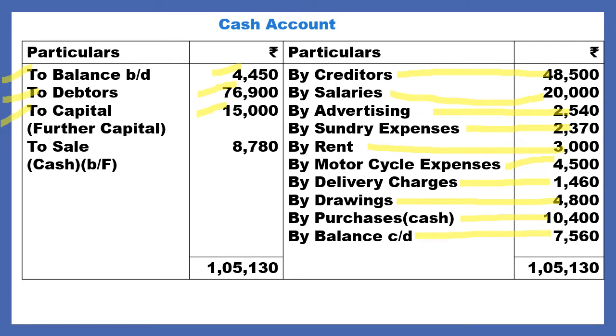Now opening balance is given, closing balance is given, cash purchases is given. That means the balancing figure will be cash sales. Okay, so total comes to 1,05,130 and the balancing figure, by sales in the bracket cash, balancing figure 8,780.